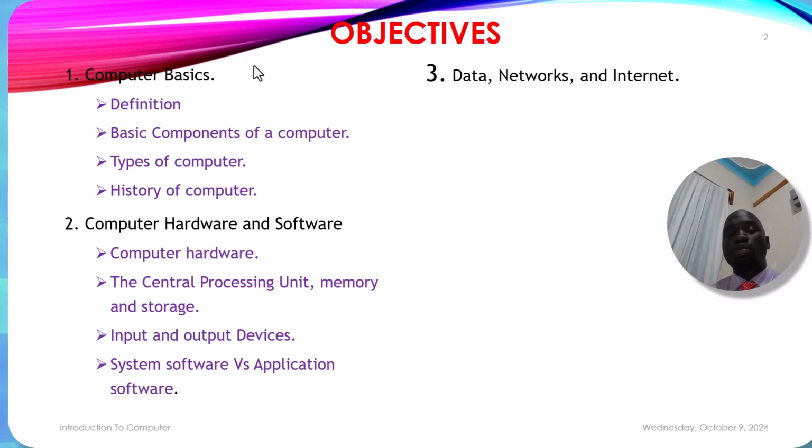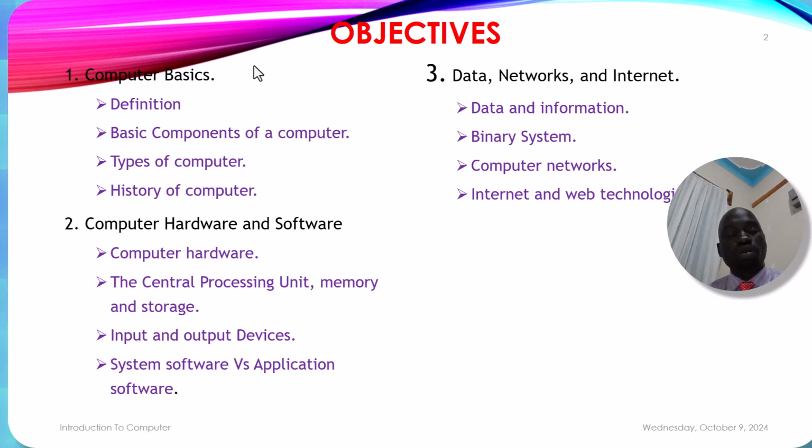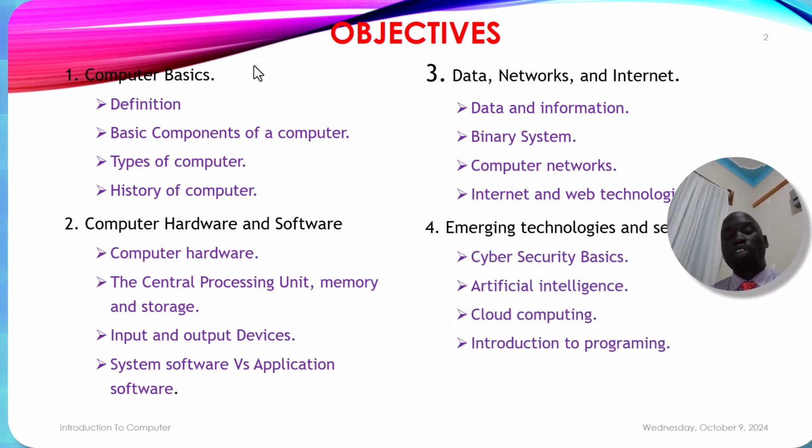Under data, network and internet, we shall talk about data and information. We shall look at the binary system. We shall look at computer networks and also internet and web technologies. Our fourth objective is going to be looking at the emerging technologies and the security. Basically, we shall talk about cybersecurity basics. We shall look at artificial intelligence. These are things which are emerging, cloud computing, and also introduction to programming.